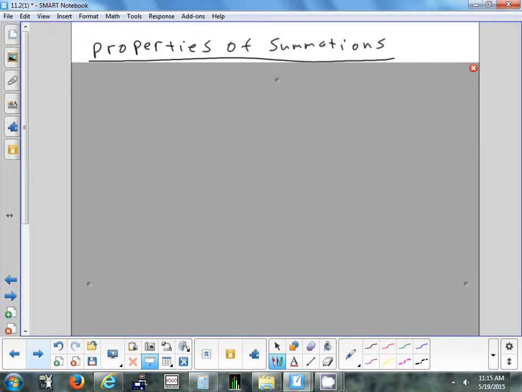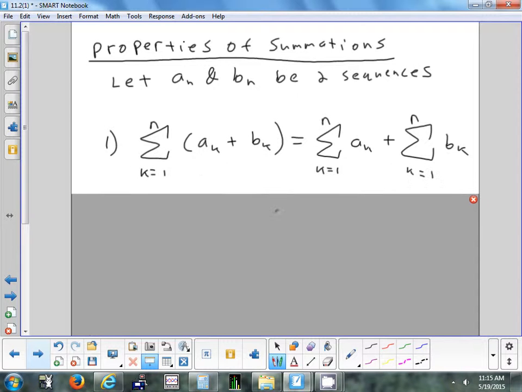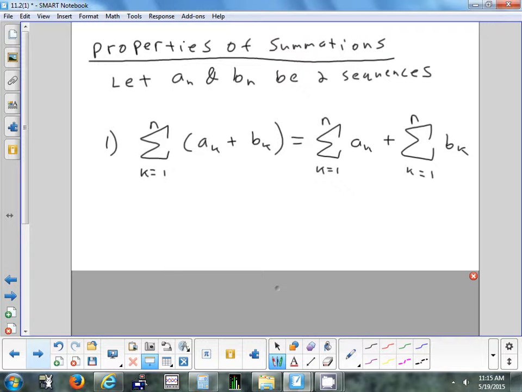Now we're going to look at some different properties of summations. Basically how we could take summations and combine them together, how we could split them apart, and a few other things. Okay. I think it's easiest if I just write an example and show you this. Let A sub n and B sub n be two different sequences. I mean, they could be the same sequence, but they don't have to be.